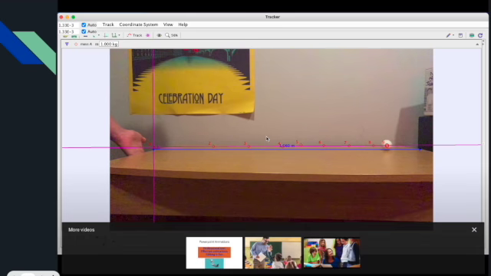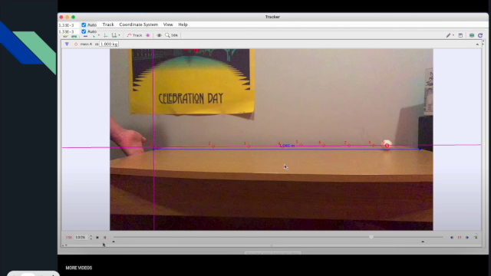The ball moves right along the pink x-axis, and the red dots track its position as time passes. These data points give the data necessary to make a position versus time graph. The blue line labeled 1.06 meters is the scale that the tracker uses to determine the distance that the ball travels. 1.06 meters is the length of my desk.